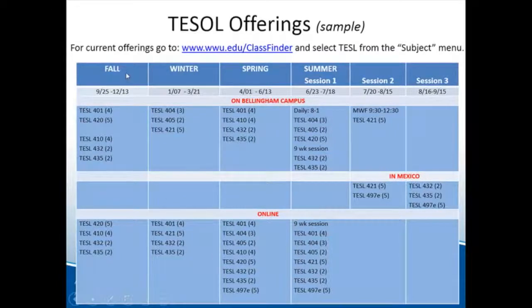So in any quarter you can look down and see whether you want to take a face-to-face course, whether you need an online course, whether you want to combine it with a Mexico program. So this is an important schedule that stays fairly steady from year to year. There may occasionally be a change, but this is something you could use for planning.